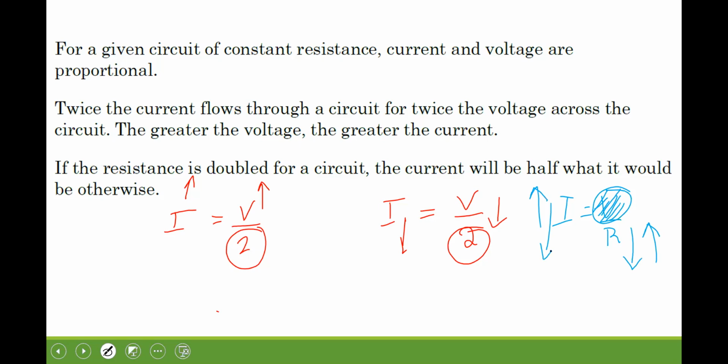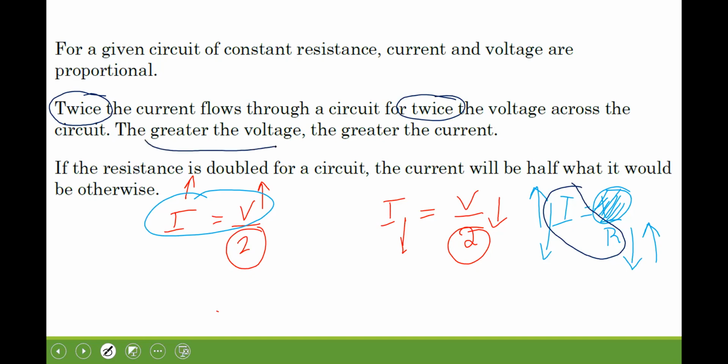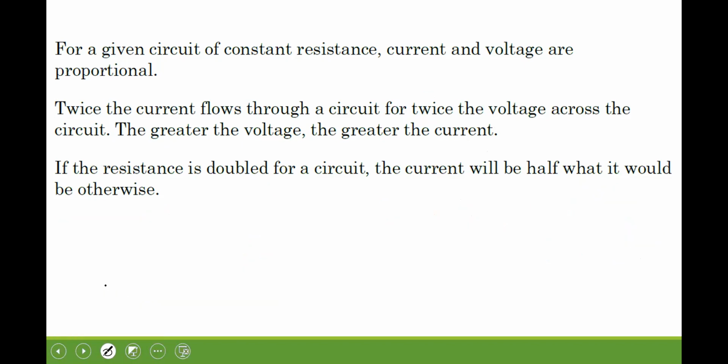So I will repeat. Ohm's law gives us the relation between the current, the voltage, and the resistance. Between the current and the voltage, they are directly proportional. And between the current and the resistance, they are inversely proportional. Twice the current flows through a circuit, it means twice the voltage. So greater voltage means greater current. As I told you before, I is V over R.